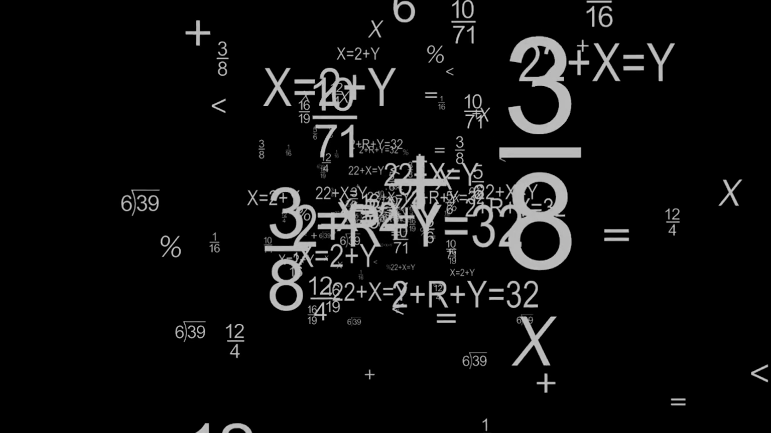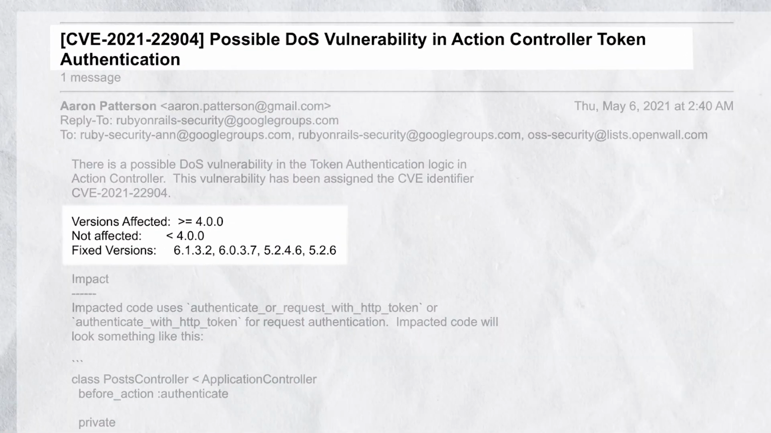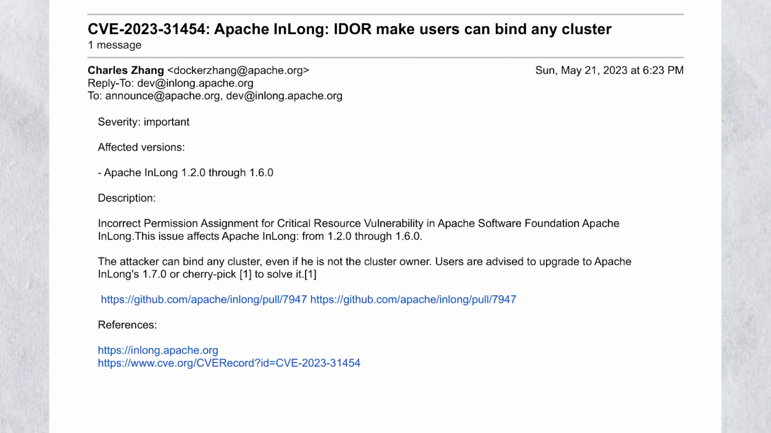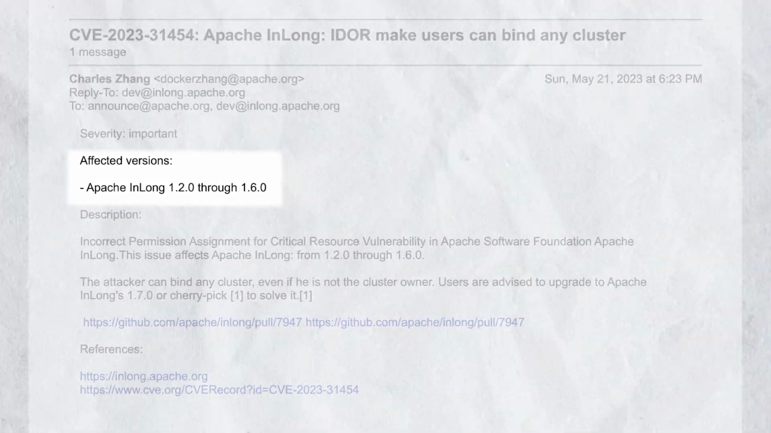I also really like advisories that use mathematical notation for impacted versions, like we can see here with another Rails advisory for CVE-2021-22904. It helps non-native speakers and adds clarity. For example, when I read the following advisory for CVE-2023-3145, I find myself wondering, is 160 impacted or not? It's not as clear to me.